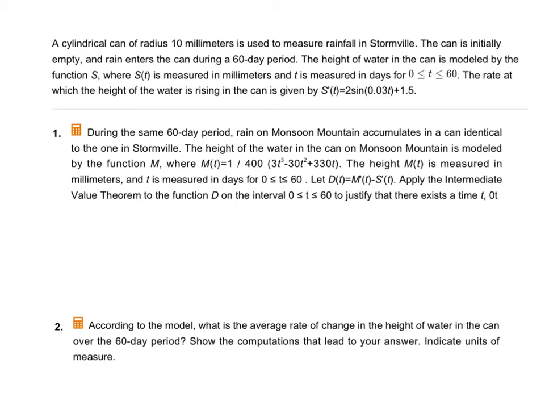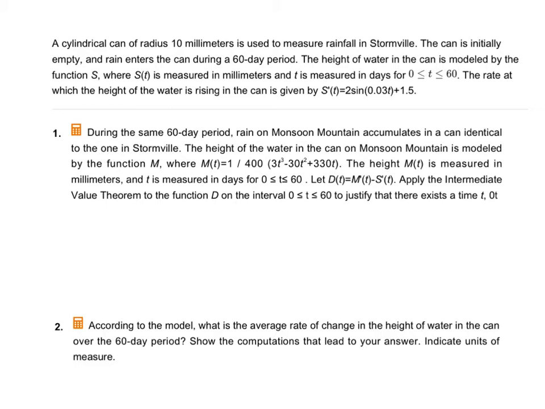Okay, so a cylindrical can of radius 10 millimeters is used to measure rainfall in Stormville. The can is initially empty and rain enters the can during a 60-day period. The height of water in the can is modeled by a function s, where s of t is measured in millimeters and t is measured in days between 0 and 60. Okay, the rate at which the height of the water is rising in the can is given by this differential equation, or the derivative of s.